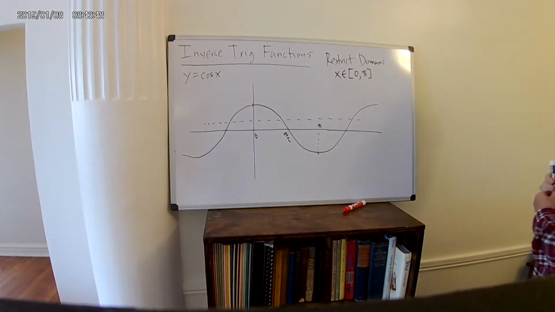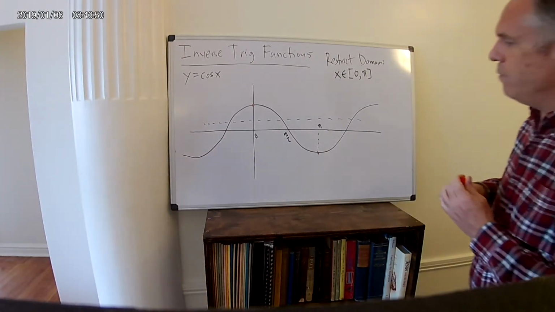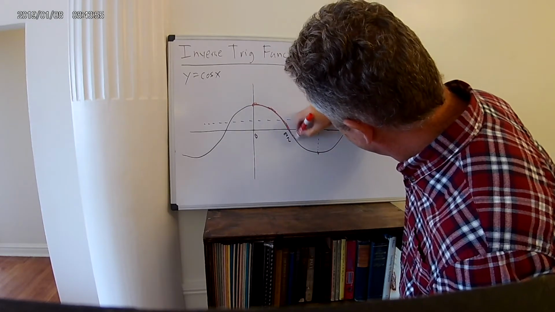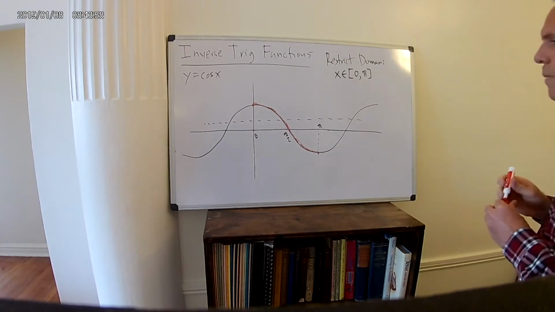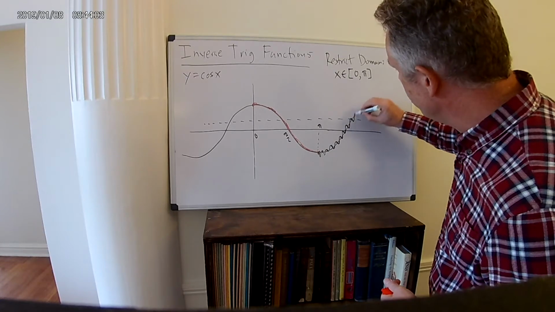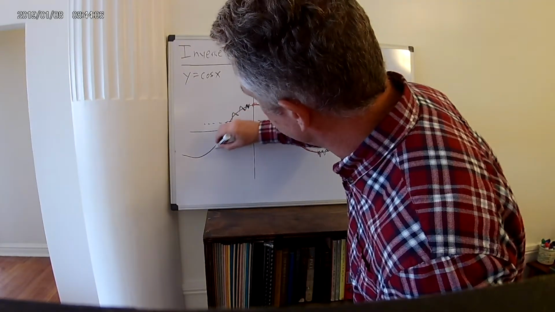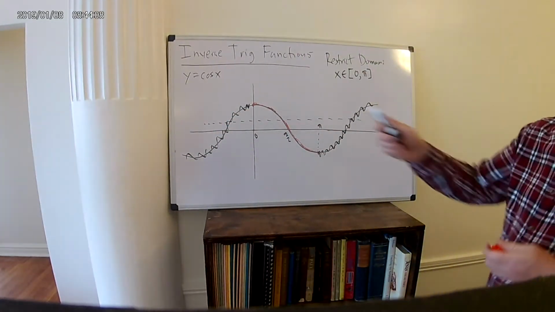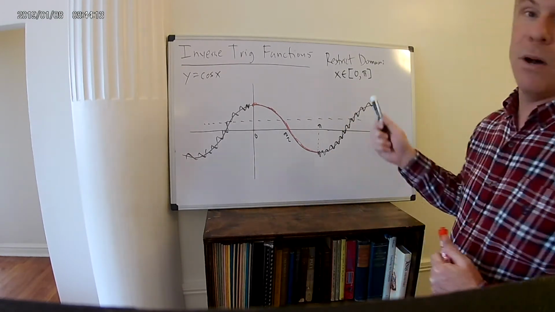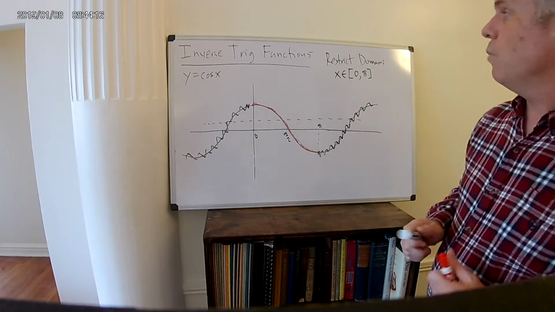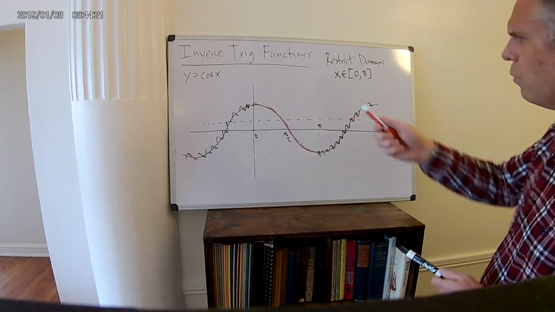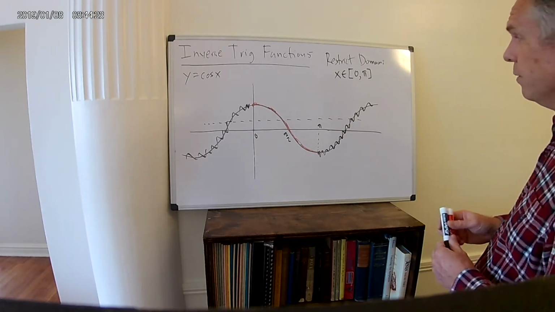Okay? And if we do that, well, I can draw on this red curve here. That's my segment of cosine of x we're keeping. And basically I get rid of everything else outside of that. And I'm left with just this small segment of cosine of x. Now if you apply the horizontal line test to this small segment, this in fact is a one-to-one function. And so we have a function we can find an inverse for, okay?